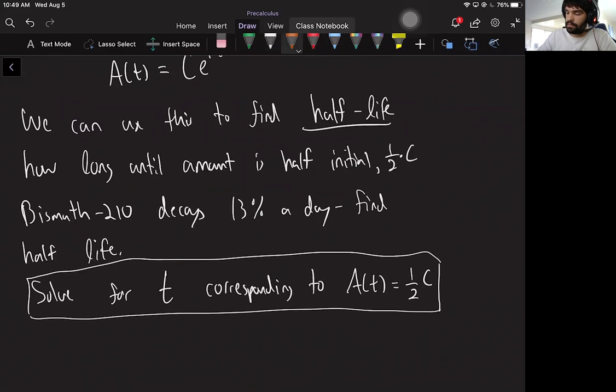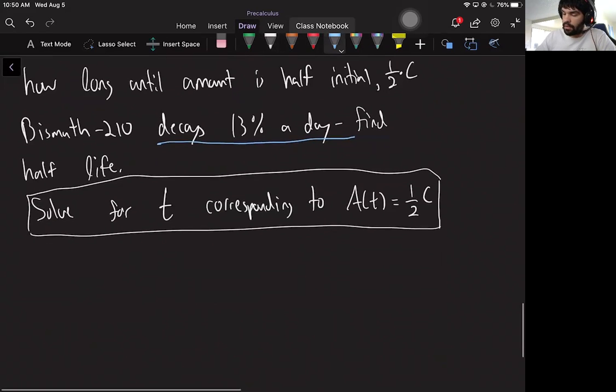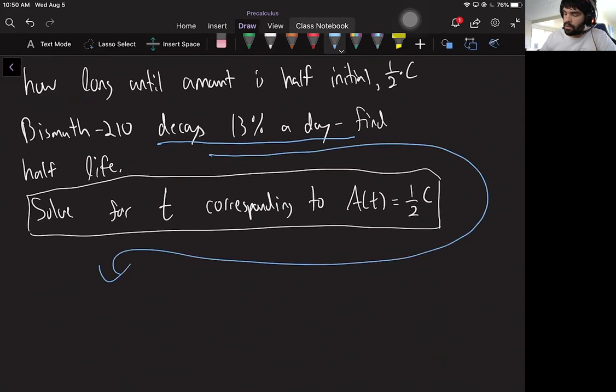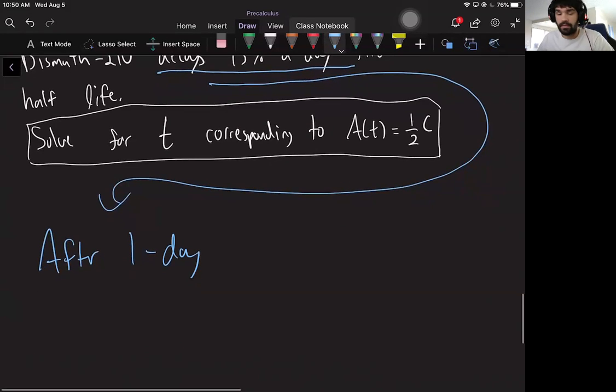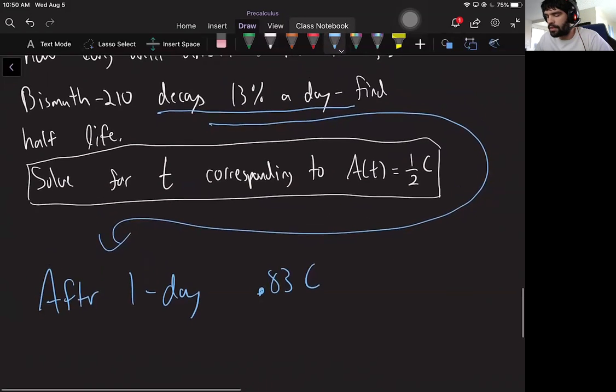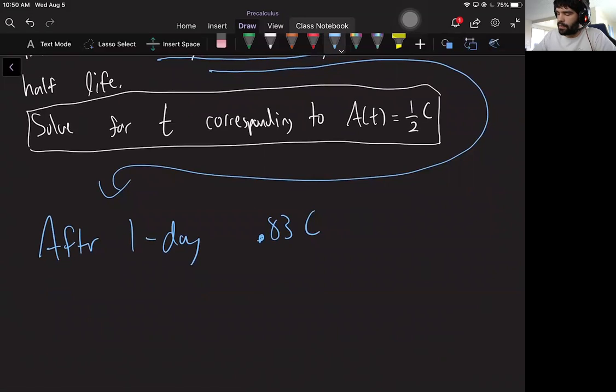Well, all I know is that this thing decays 13% in 1 day. So that means that after 1 day, I know how much amount is left. If 13% is gone, that means 87% is left. So 0.87, aka 0.87 times C, amount left.